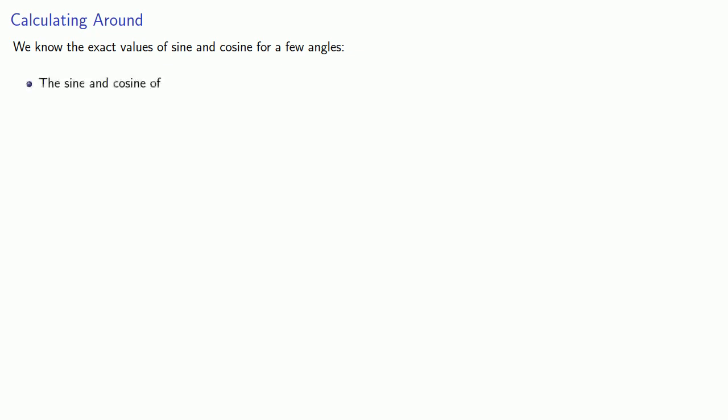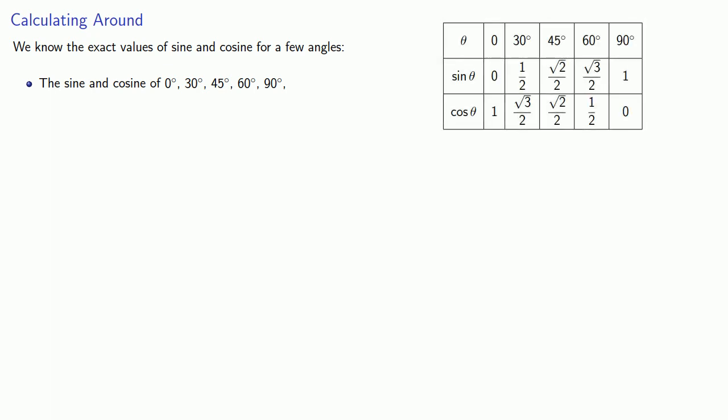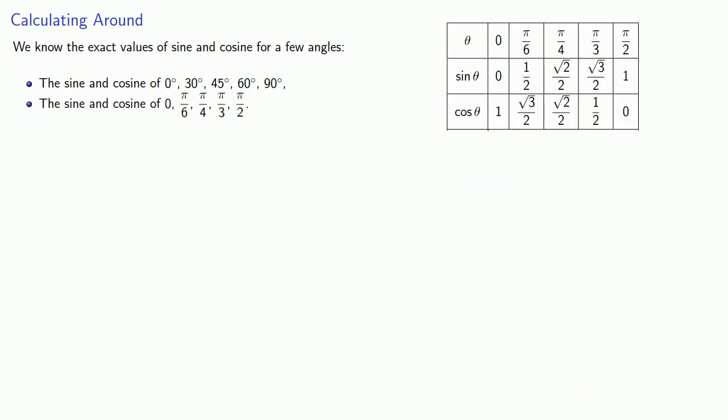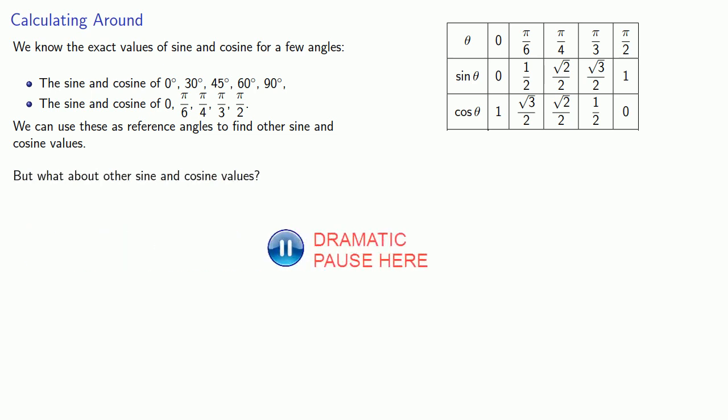So we know the sine and cosine of, well, we have to say it, 0 degrees, 30 degrees, 45 degrees, 60 degrees, 90 degrees. But you should actually know these as the sine and cosine of 0, pi over 6, pi over 4, pi over 3, and pi over 2 radians. We can use these as reference angles to find other sine and cosine values. But what about others?